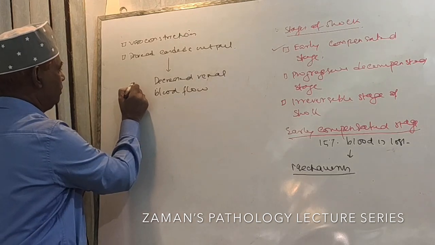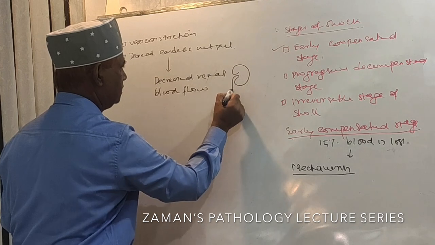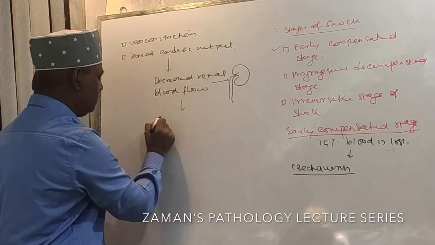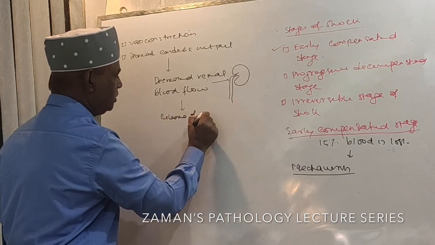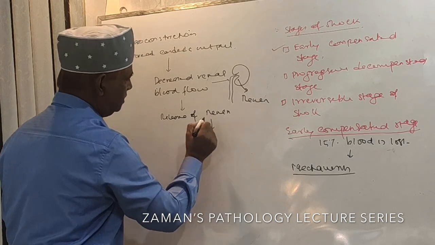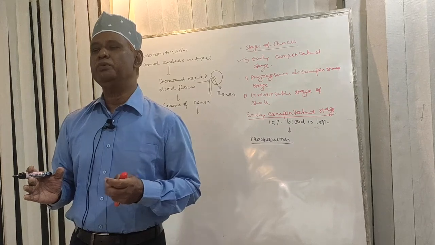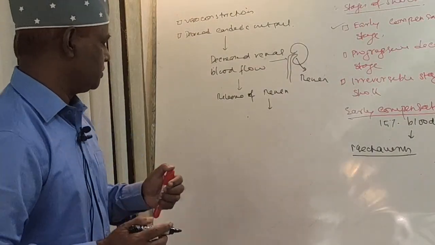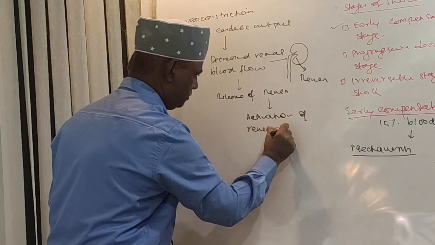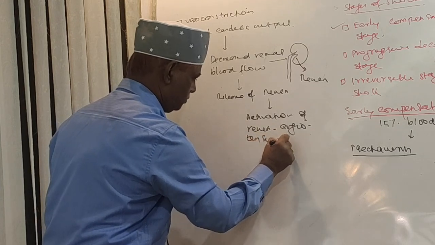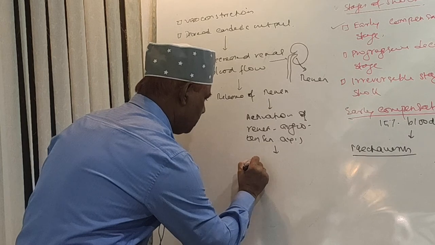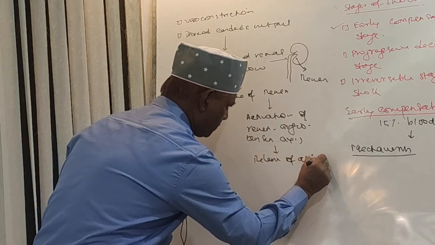Following decreased cardiac output, there will be decreased renal blood flow. As decreased renal blood flow from the juxtaglomerular complex, there will be release of renin. So from kidney, there will be release of renin. And this secreted renin is associated with activation of angiotensin axis. Following activation of renin angiotensin axis, there will be release of aldosterone.